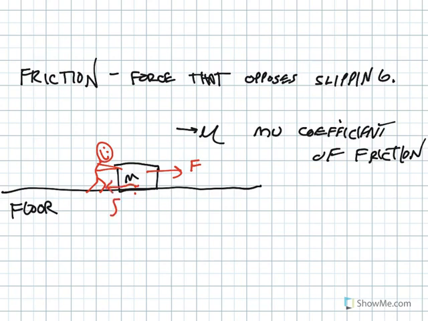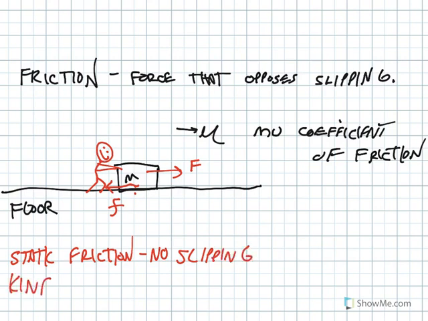We're going to represent friction with a lowercase f. And just to make things more interesting, there are two kinds of friction. There's static friction, which occurs between two surfaces when there is no slipping, like this situation right here. And there is kinetic friction, which is the kind of friction that happens between two surfaces when they are slipping or sliding past each other.